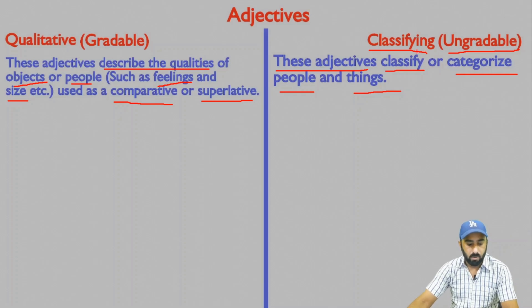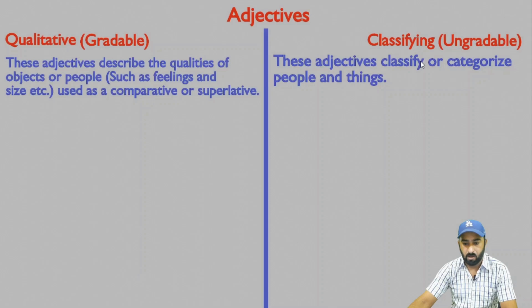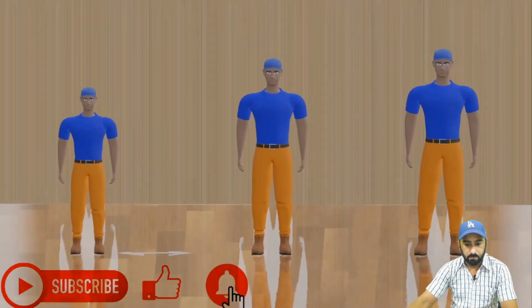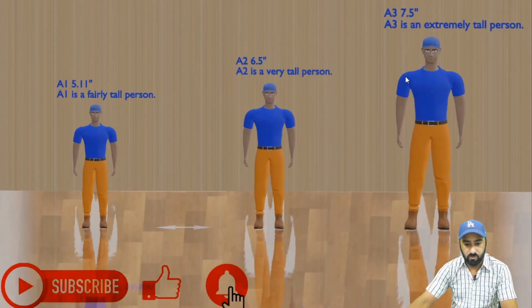I think we can learn more accurately with a 3D example. Let's move on to our 3D example. As you can see on the display, there are three models named A1, A2 and A3. A1 has a 5 feet 11 inch height, A2 has a 6.5 feet height, and A3 has quite a height, 7.5 feet. This A3 model is towering over the other two models, A1 and A2.